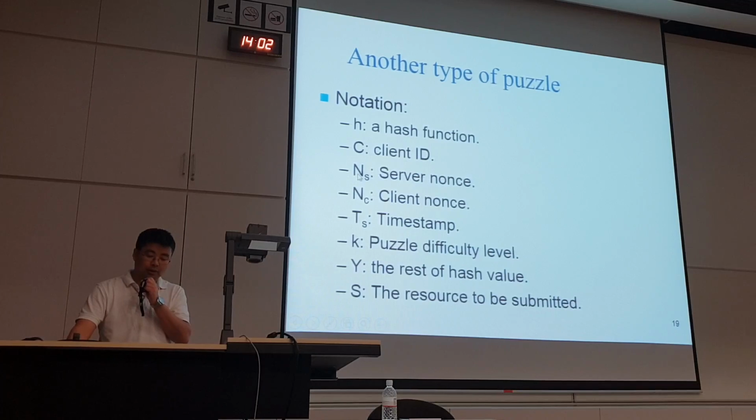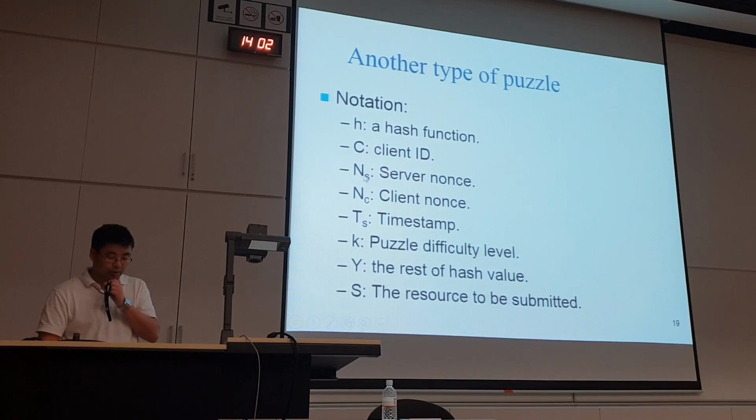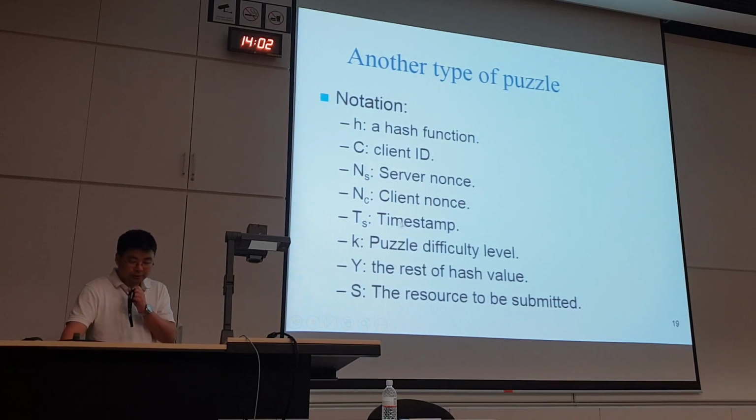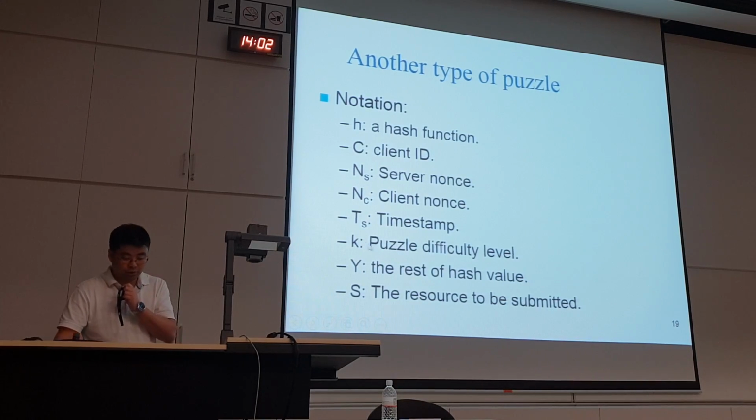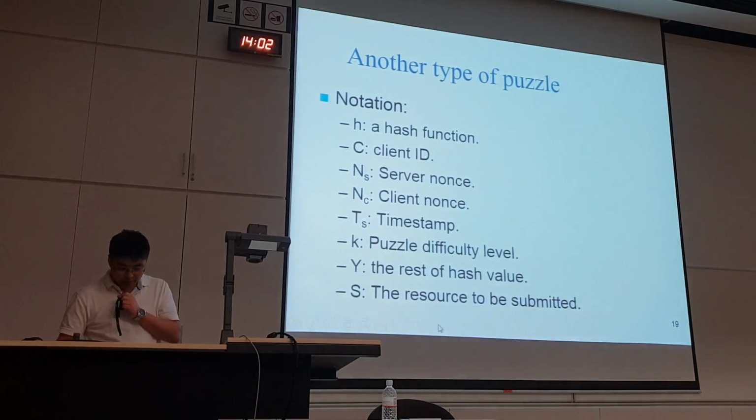So this nonce means a number used only once. You can simply treat this nonce as a large random number. So we have a nonce from the server, a nonce from the client, and a timestamp, similar to the previous case. K again is the difficulty level, how difficult it is to solve the puzzle. Y is the rest of the hash value, and S is the resource to be provided.